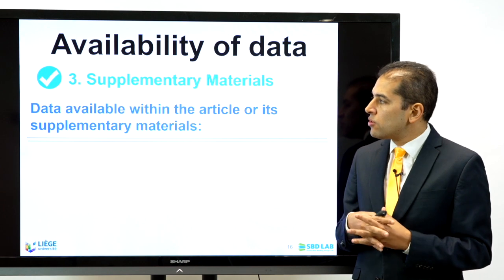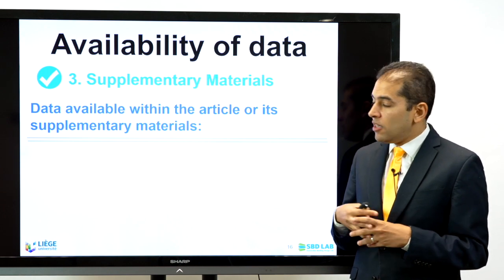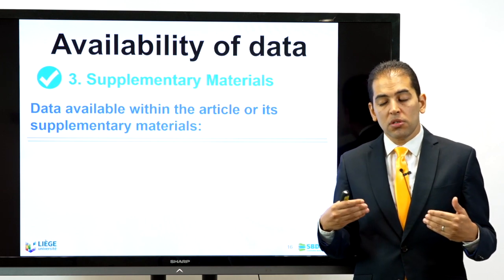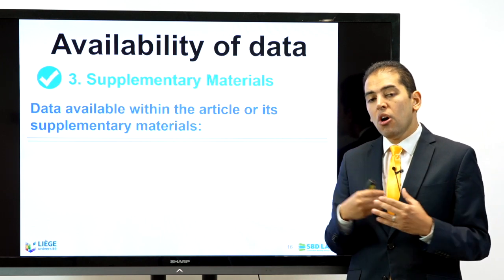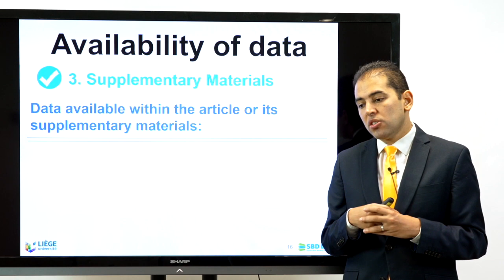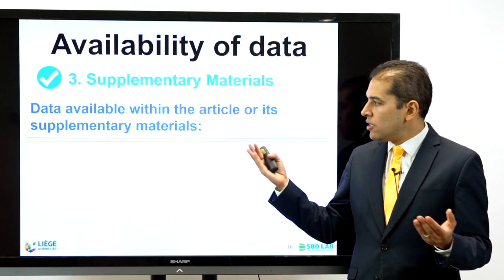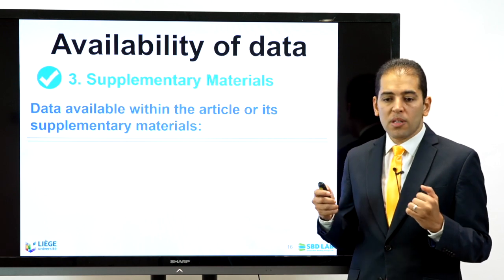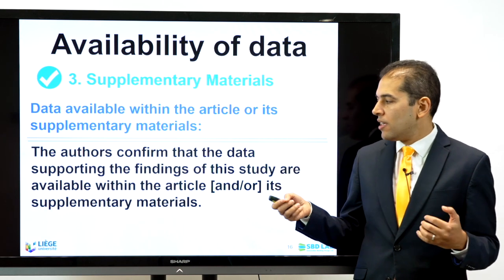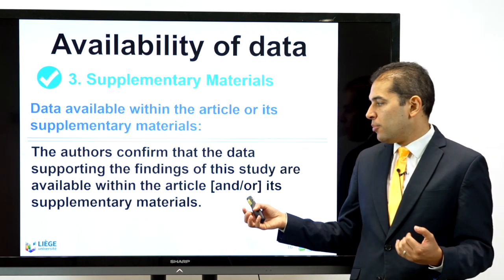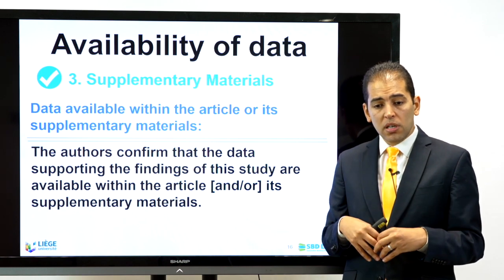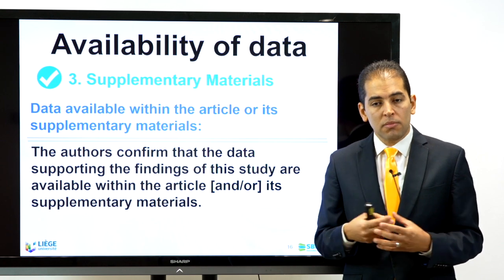Option 3 for your data availability statement is to include it in your supplementary material as part of your paper, embedded at the end of your article just before the acknowledgement. And here you have data available within the article, or it is part of the supplementary material. Here you need to say that the authors confirm that the data supporting the findings of the study are available within the article and its supplementary material.